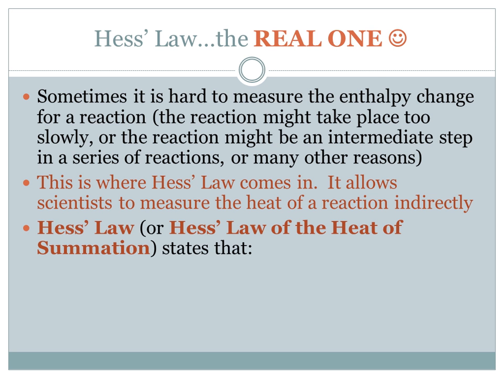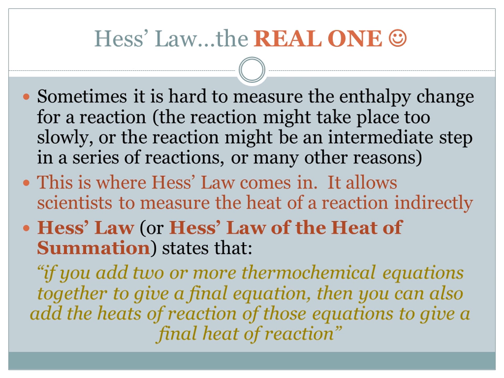So Hess's law, or Hess's law of heat summation, states that if you add 2 or more thermochemical equations together to give a final equation, then you can also add the heats of reactions of those equations to give a final heat of reaction. So if you can make different equations and add them together to get the final equation that you want, you can do the same with their heats of reaction to get the actual heat of reaction of what you're looking at.